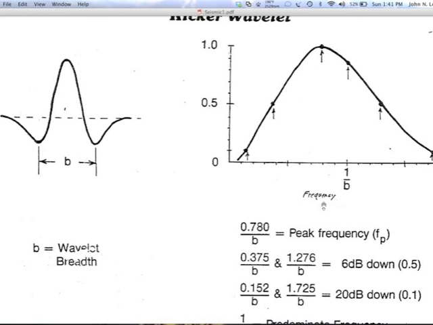So what this says is that B is never zero. The wave nature of the data just doesn't allow that. If there was no breadth of the wavelet, it would have no energy and we would never record it. We'd never see it. So there's always a non-zero B.